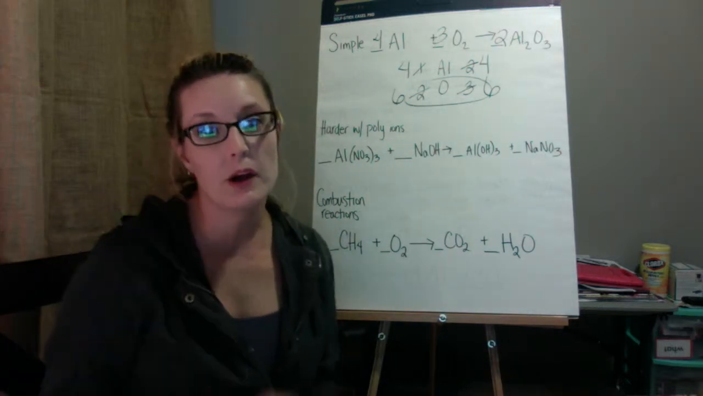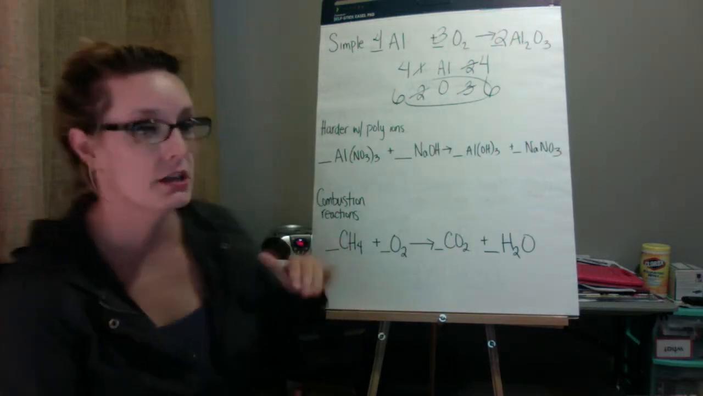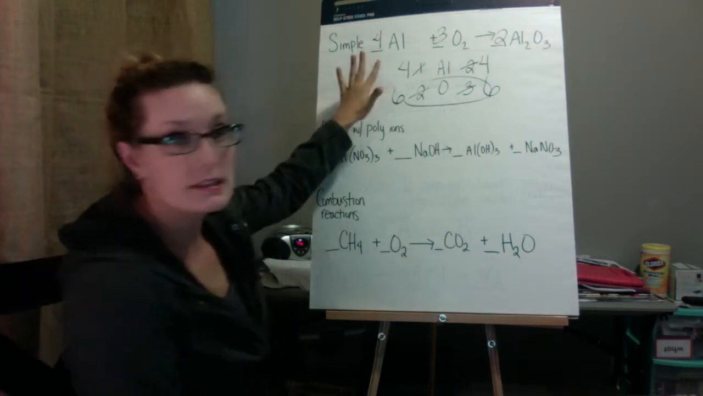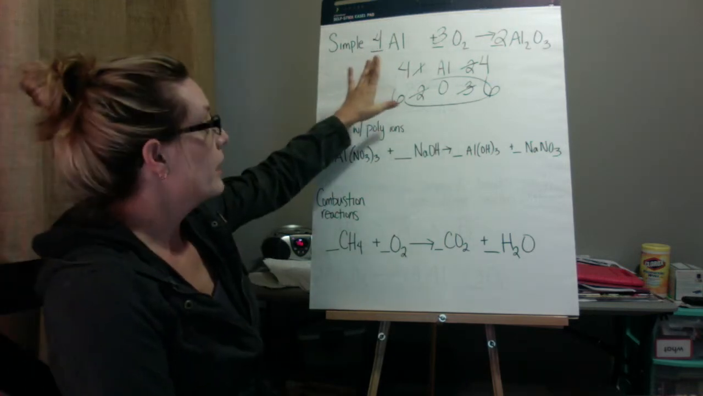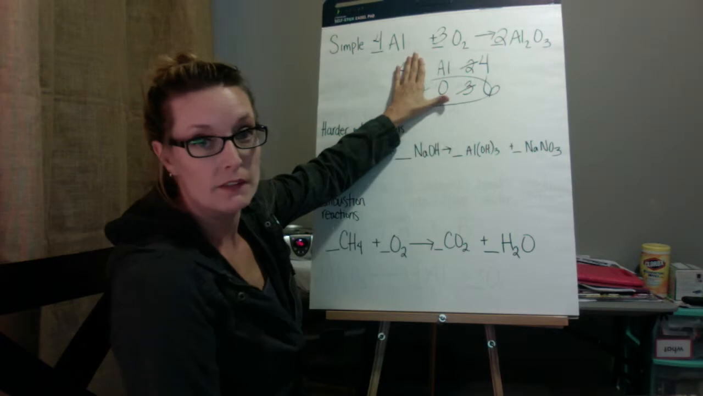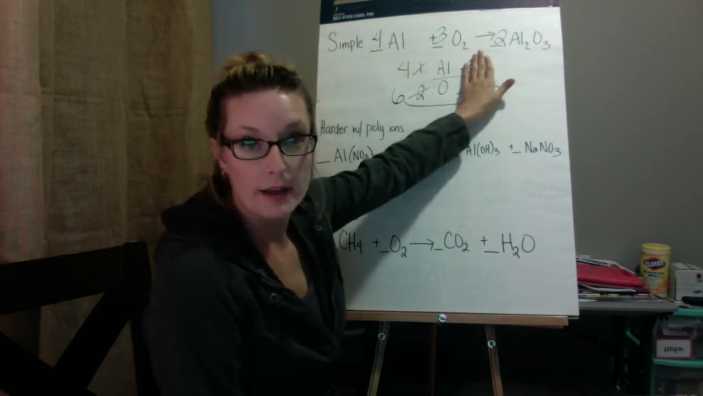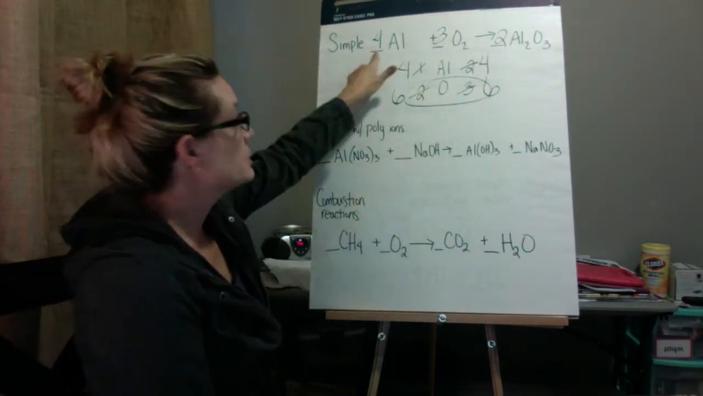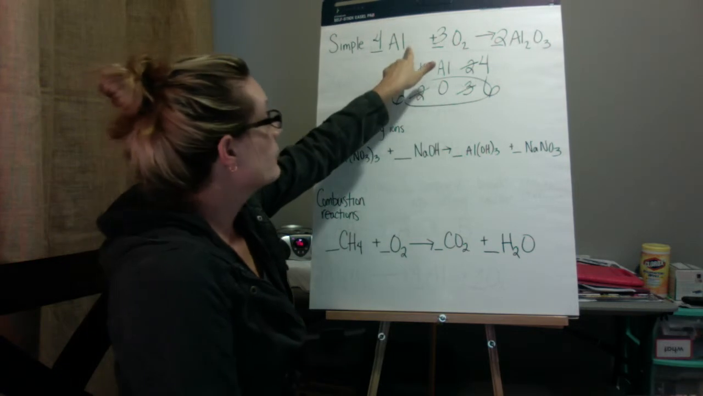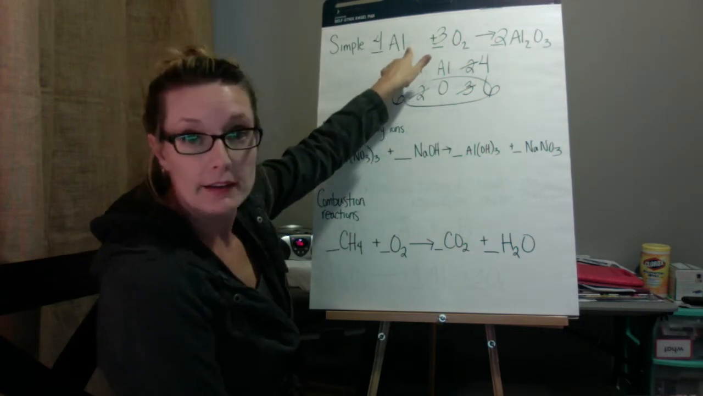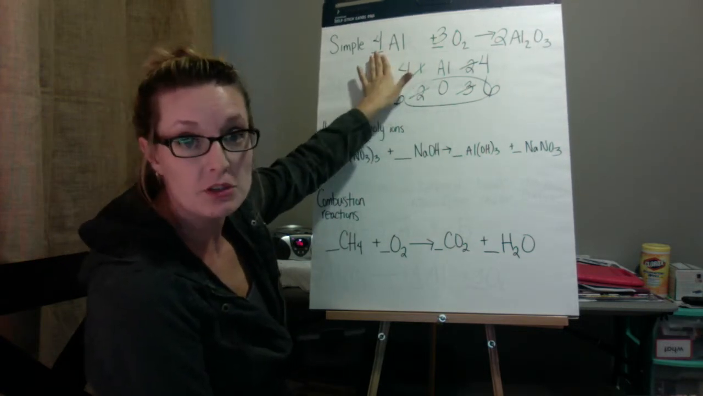Okay, I'm continuing where I left off after a simple equation. So this is an example of a very simple equation where I start by counting on the left and I count on the right. Remember, the rule is you can only change the coefficients. You're never allowed to change or add subscripts. So you can only put numbers in front.